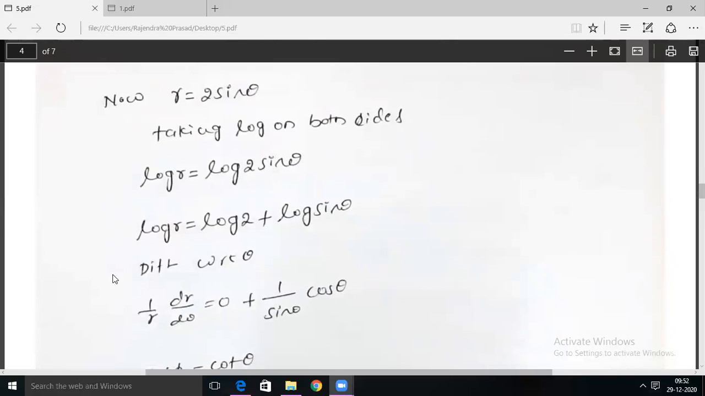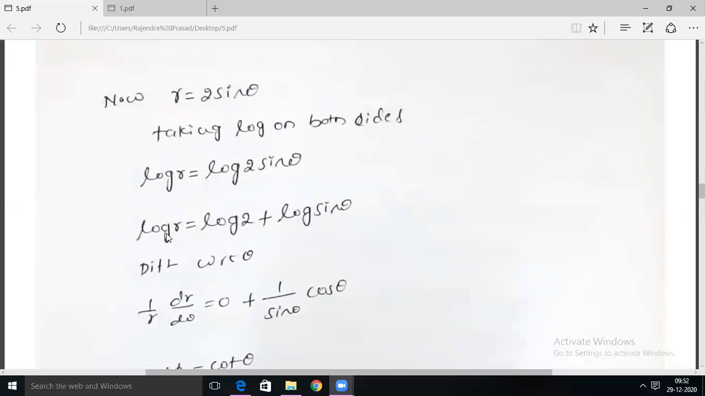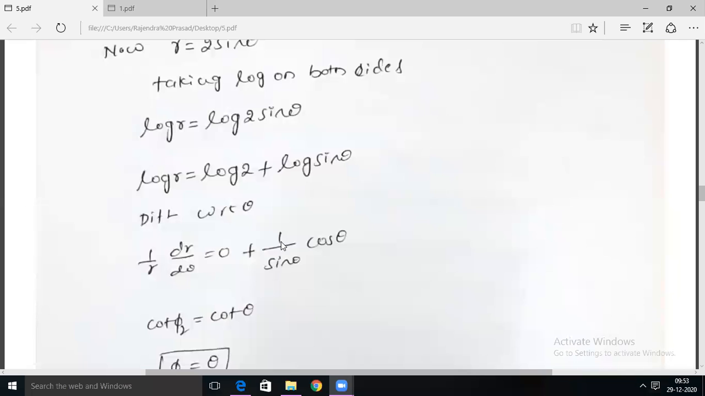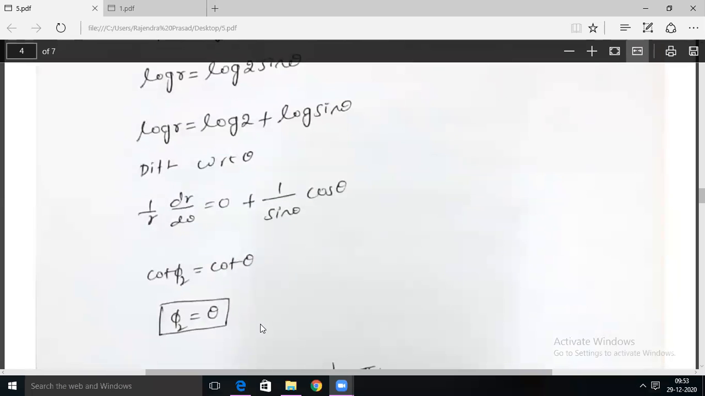Differentiate with respect to theta. Obviously log r differentiation is 1 by r into dr by d theta, is equal to log 2 differentiation 0, plus log sin theta differentiation 1 by sin theta into differentiation of sin theta, cos theta. So 1 by r into dr by d theta is equal to cot phi 2. Cos theta upon sin theta is equal to cot theta, right. So obviously we get phi 2 is equal to theta.